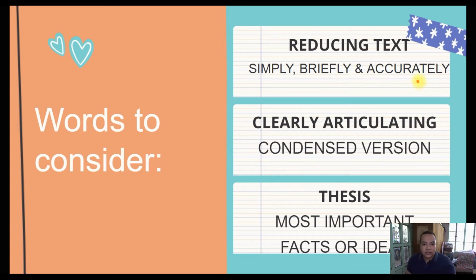And of course, accurately. You do it simply and briefly, but we need to retain the accuracy of the information and the message of the original text. Next, a clearly articulated condensed version. When we say clearly articulating, you are clearly explaining or expanding without forgetting that this is a condensed version. So, although you are using simple and brief terms, you still need to be very clear in those terms.